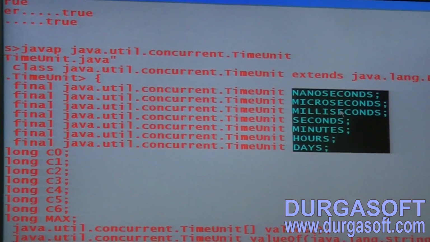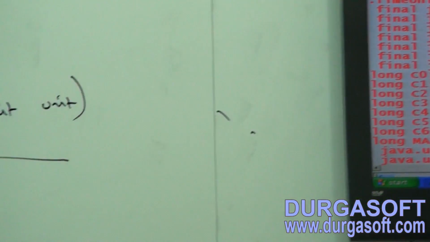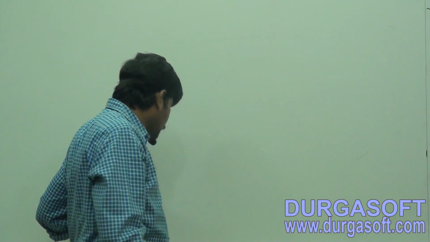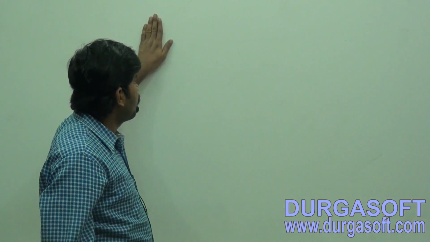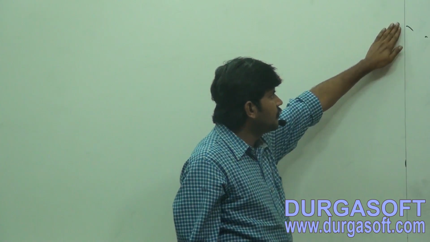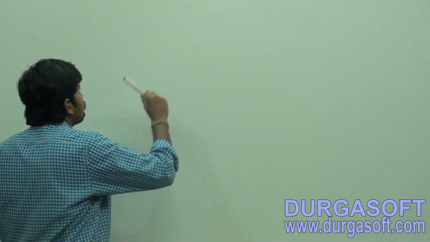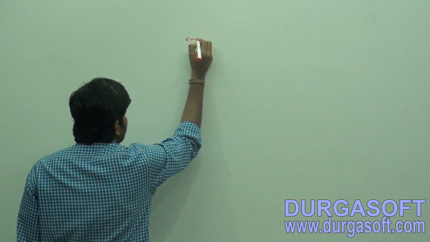Okay, add. TimeUnit is an enum present in the java.util.concurrent package.